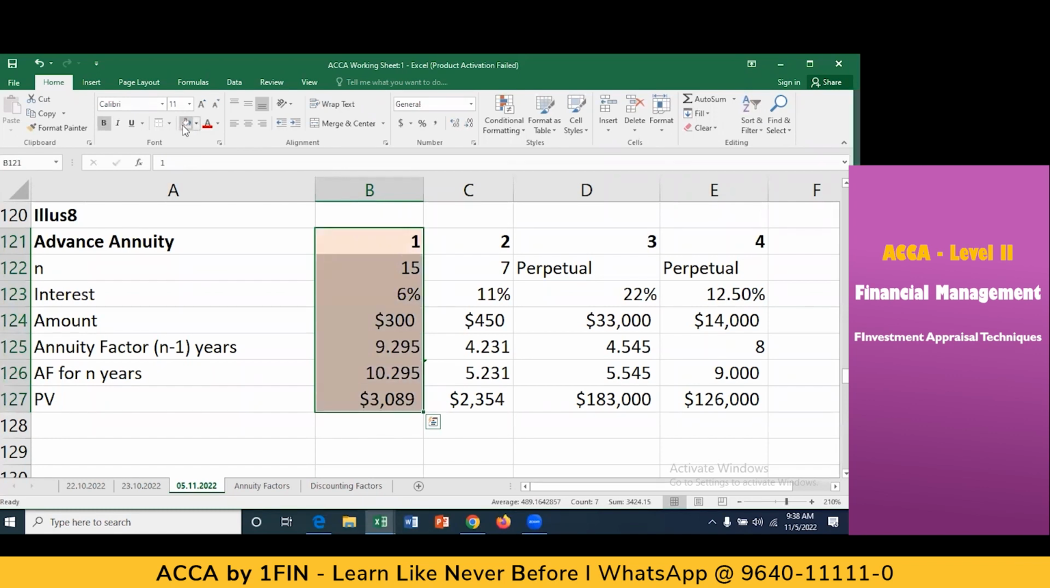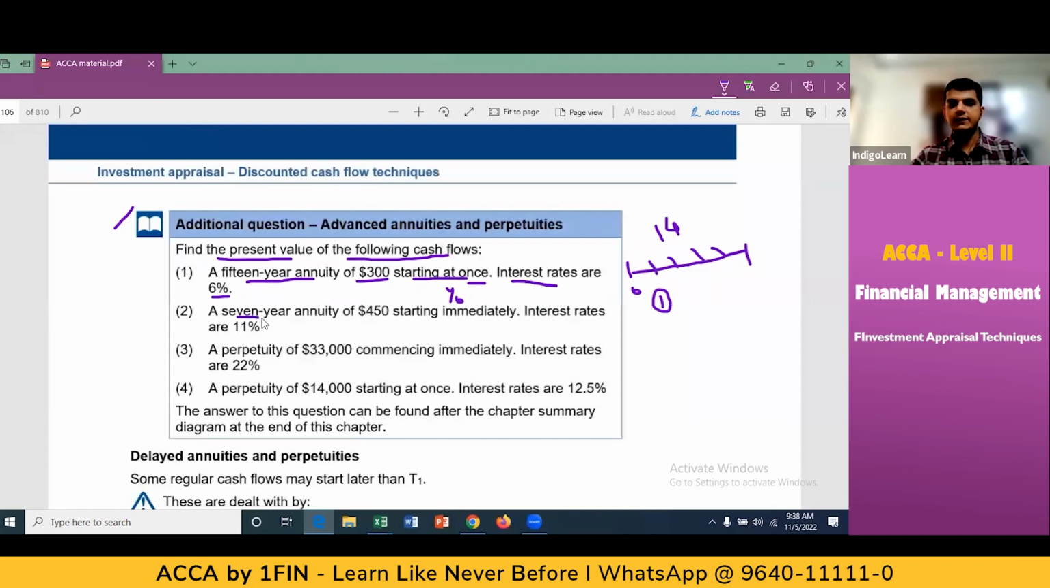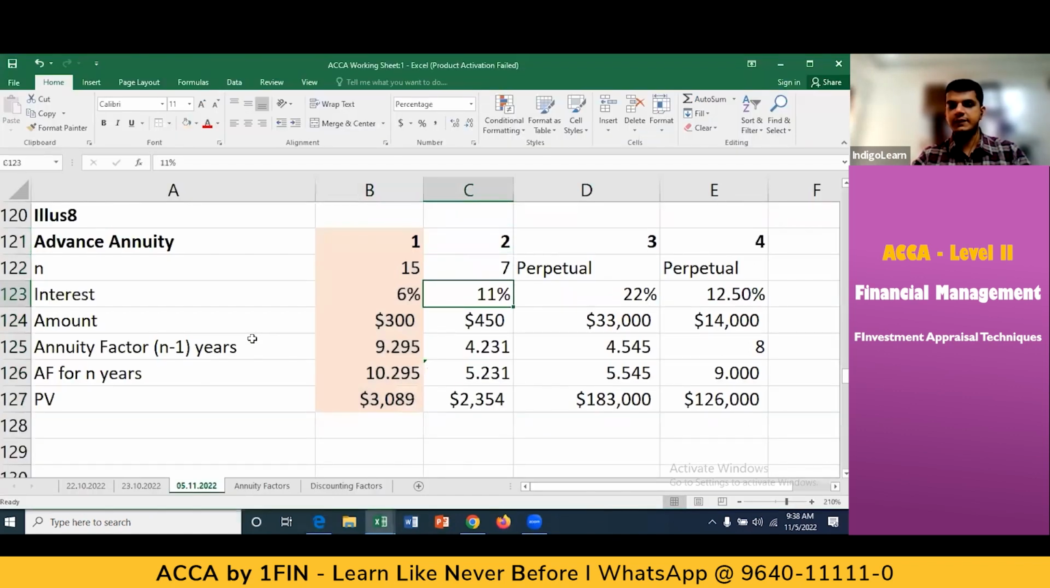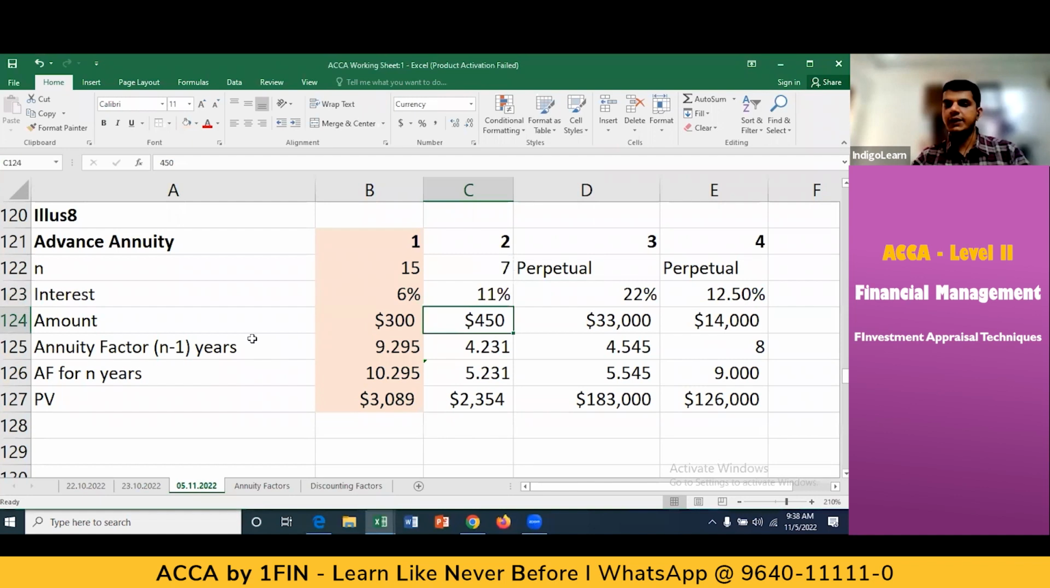No, sir. Okay. So second, a 7-year annuity. So N is 7 of $450 starting immediately, that is from year 0. Interest rates are 11%. So we'll just copy here. 11% is the interest rate, 7-year annuity, and the amount is 450. Again, we'll just calculate annuity factor for 6 years because it is starting immediately, and year 0 present value factor is 1.